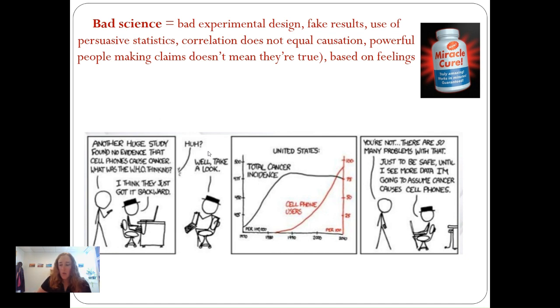All right, so on your quiz, for example, you'll have a question where you need to rehash to me or reiterate what the difference between something that's good science and something that is bad science is.